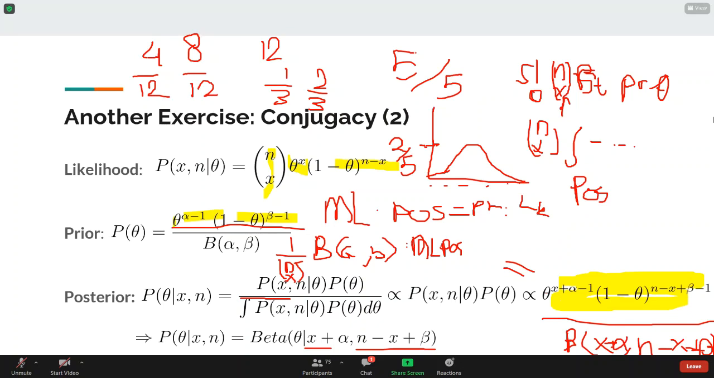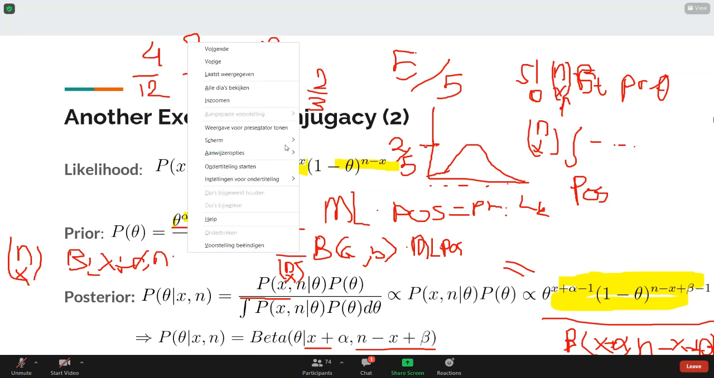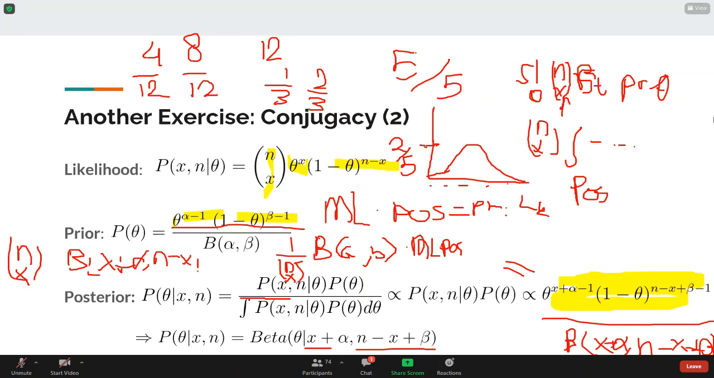So the eventual marginal likelihood is, I'm confusing myself right now. Yeah, the marginal likelihood is, to make things clear, I will start here. That's n over x times the beta of x plus alpha, and n minus x plus beta, divided by beta alpha beta. So this is the marginal likelihood of this function.